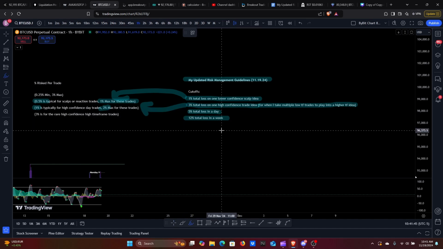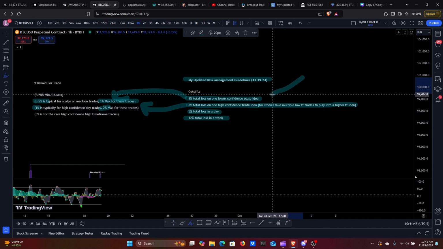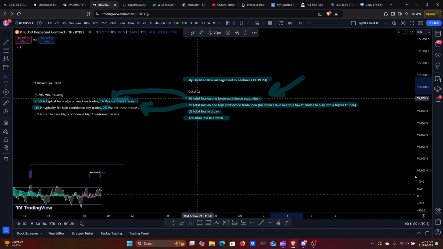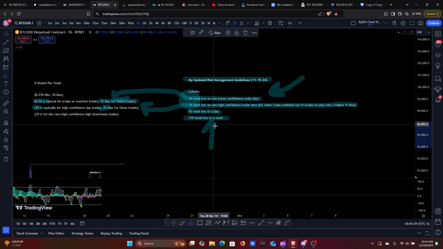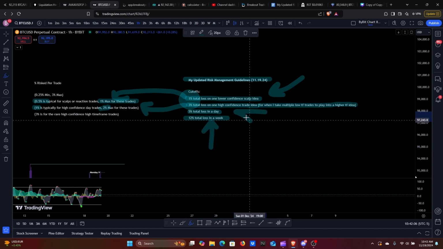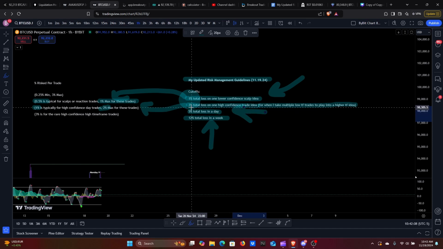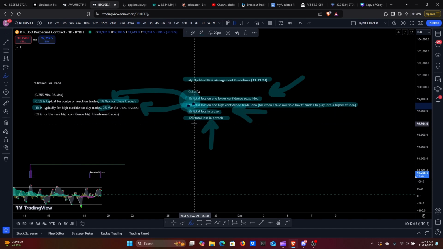And the good thing about following these risk management rules, risking 0.5% and 1% total on lower confidence ideas, 3% total on high confidence ideas, is that these rules usually allow me to not have to reach my cutoff points for a week of trading or a day of trading, because it's not typical that I lose that many high confidence trades in a row where I'm down 5% for a day or 12% for a week.